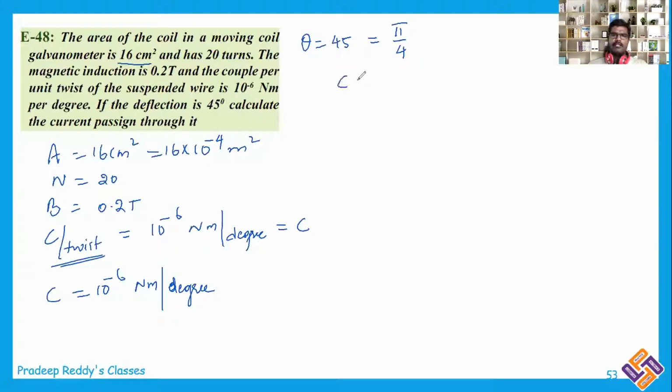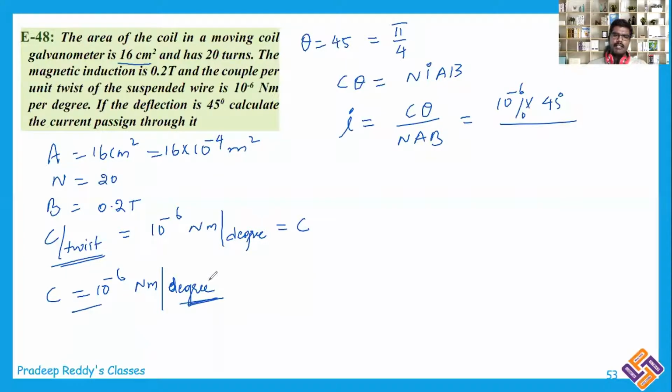We have the basic relation C into theta is equal to N I A into B. From here you should find out I. I will be equal to C theta divided by NAB. C value is 10 power minus 6. Theta is 45 degrees. Because it is already given in degrees and the C value is per degree, I am taking it as 45 degrees here. If it is given in radians, you should convert it into radians and substitute the angle.